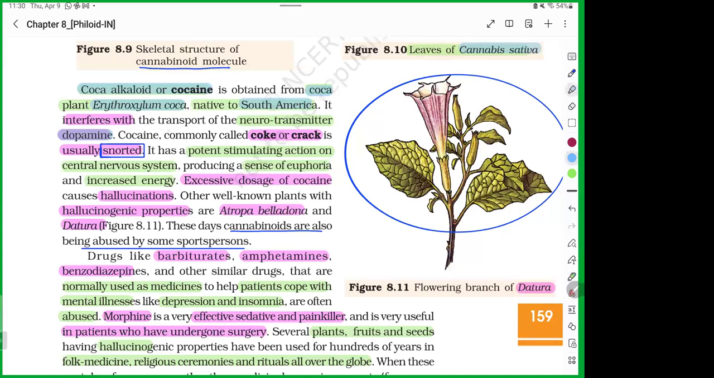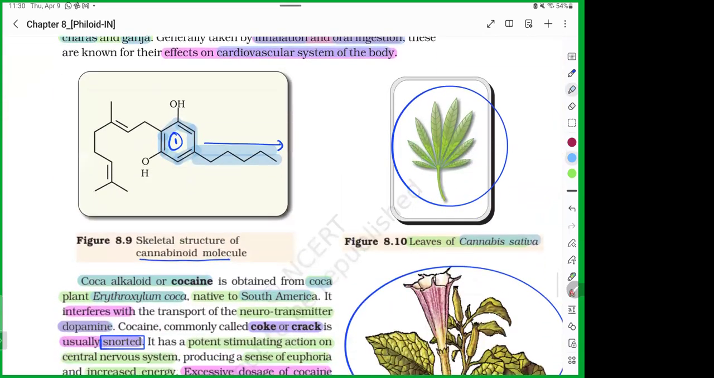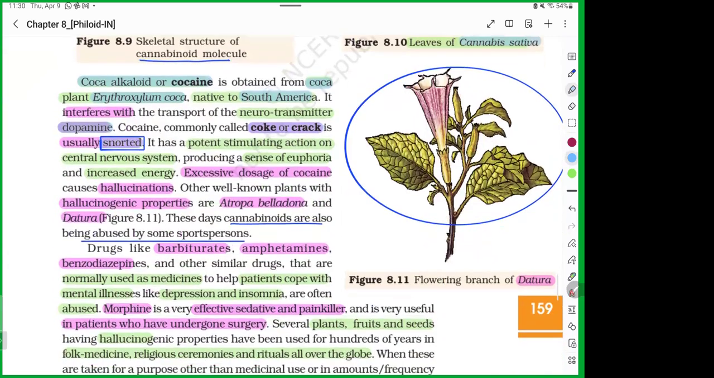So, what is another name of cocaine? Coke or crack. How is it taken? By snorting. Even morphine is taken by snorting method or injection. Inhalation or oral method in case of cannabis, and here snorting again. What is the role of the cocaine or coke or crack? These have a stimulating action on the central nervous system. Stimulating action, we feel good, euphoria, high energy, good feeling.